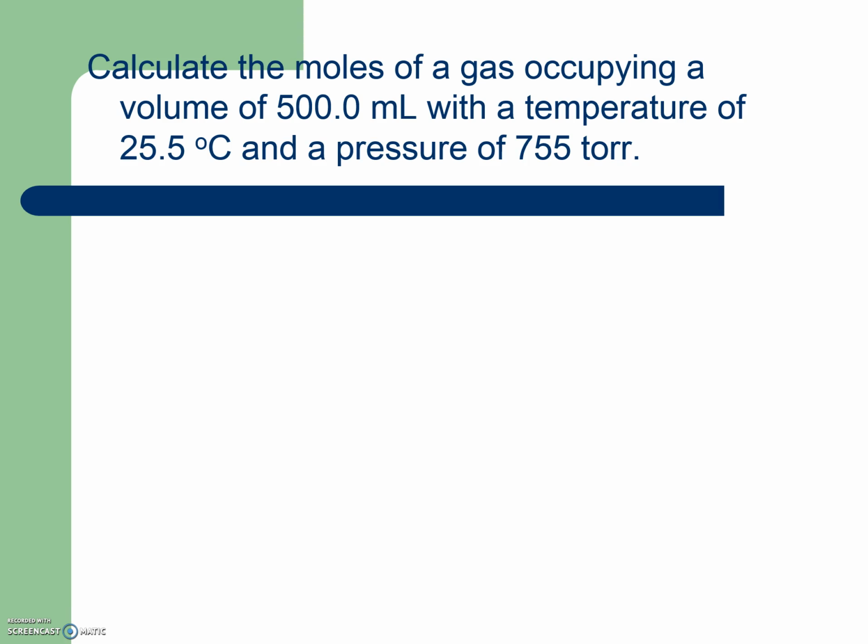Let's try one more. Calculate the moles of gas occupying a volume of 500 milliliters. Okay, red flag, that's not good. 500 milliliters, 1 liter, 1,000 milliliters is equal to 0.50 liters. Just take care of that right off the bat. With a temperature of 25.5 degrees Celsius, that's also not good. So plus 273 gives me 298.5 Kelvin and a pressure of 755.